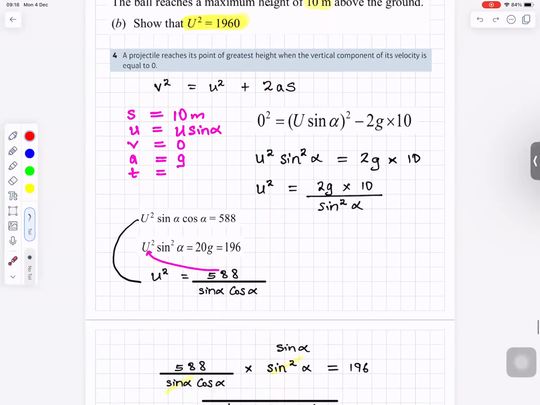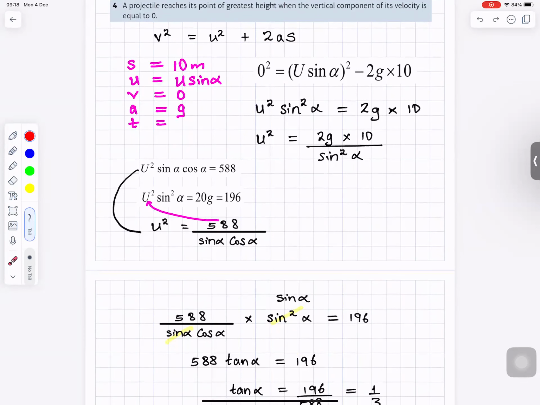So now we know u squared sine alpha cos alpha is 588. So we want to rearrange that such that we have u squared sine alpha is equals to 20g, which is 196. So u squared is 588 over sine alpha cos alpha. So you just go from this first one to this one to get what u squared is. So we know what u squared is: 588 over sine alpha cos alpha.